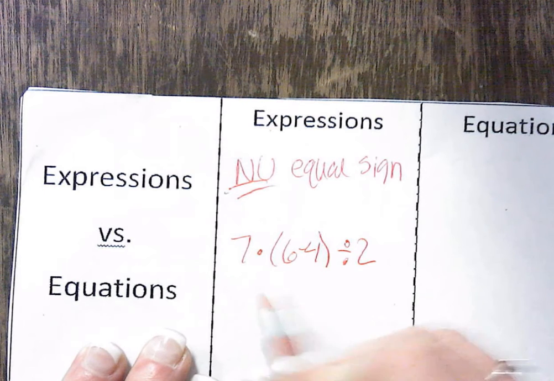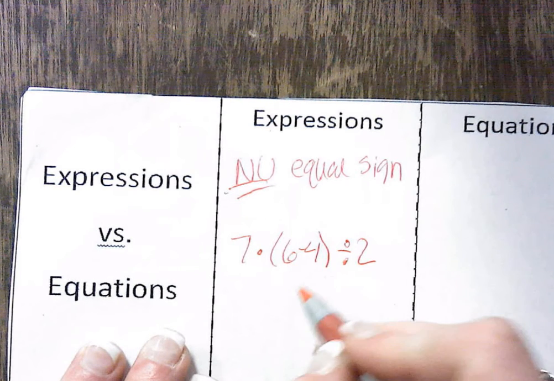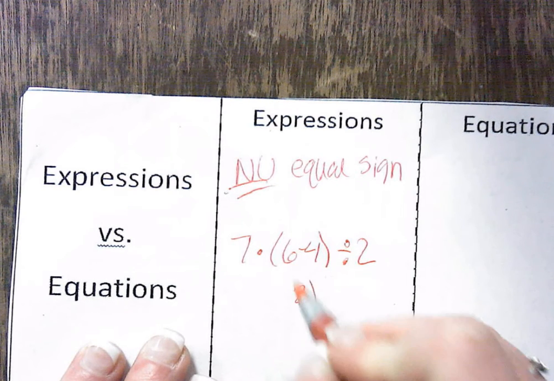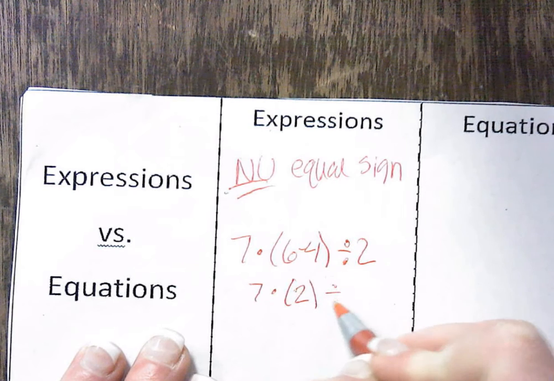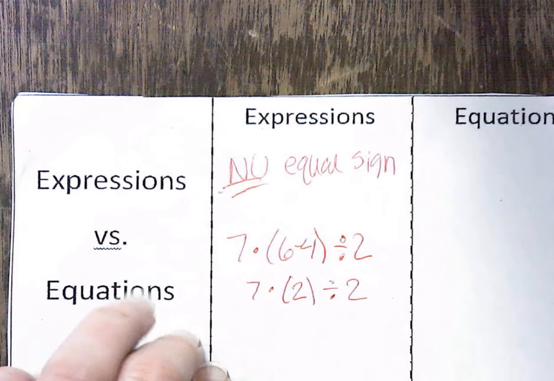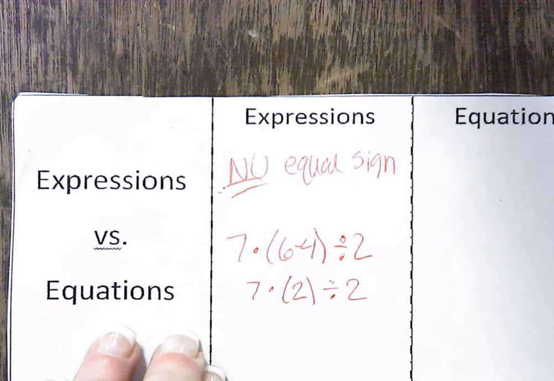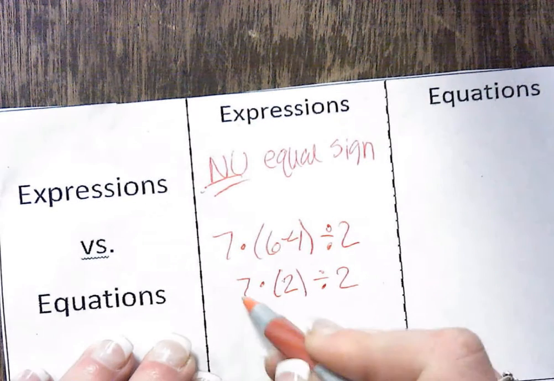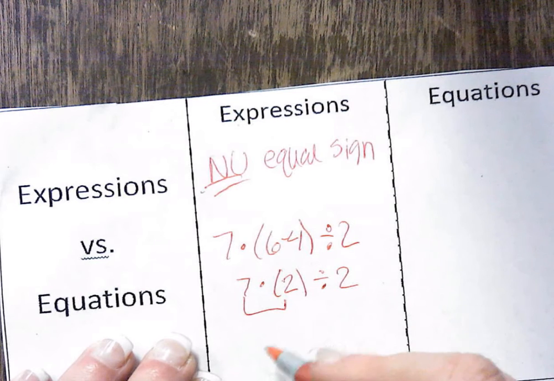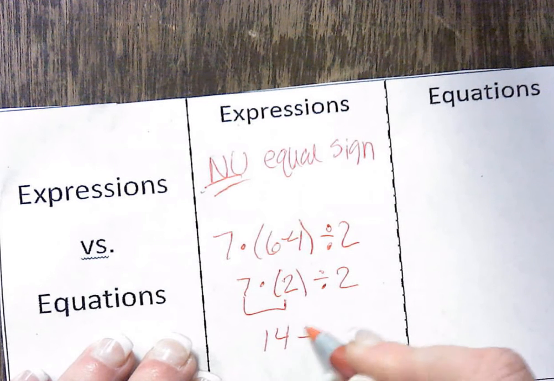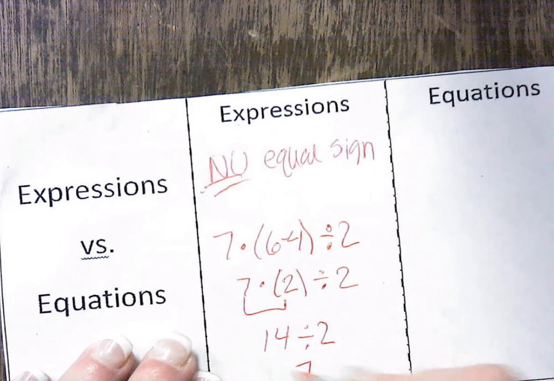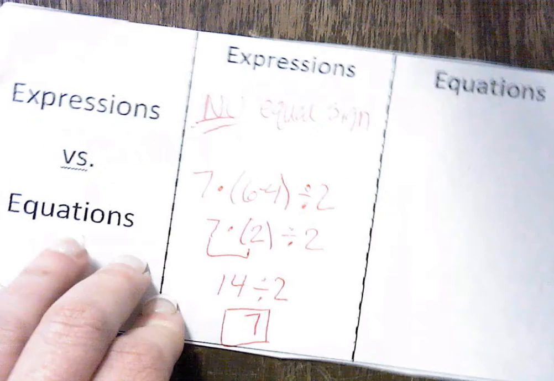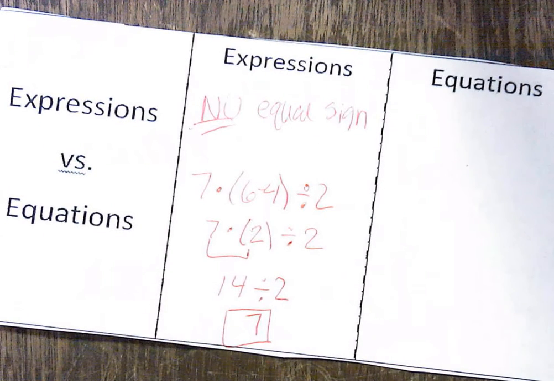Parentheses first. 6 minus 4 is 2. Bring down the rest of your problem step by step. Remember, the dot means to multiply. Multiplying and dividing, they're partners. So whichever one comes up first, that's what we're going to do first. So the dot, the multiplication sign comes first. 7 times 2, 14. Last step, 14 divided by 2 is 7. So we just solved a mathematical expression.